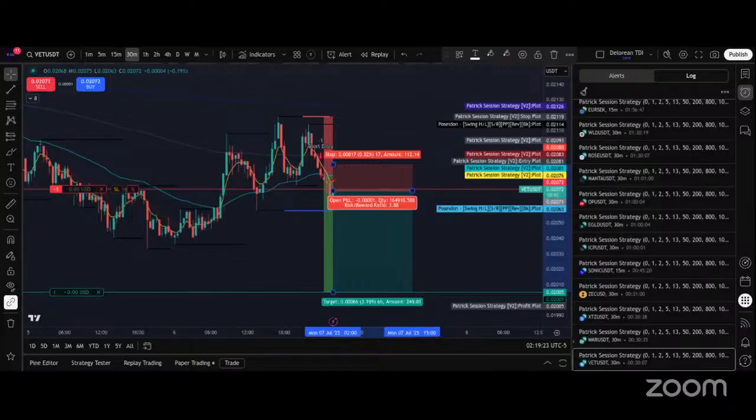VeChain VET versus Tether on a 3.88 risk to reward ratio. Take profit being 0.02005. That's going to be for 66 pips. Stop loss is going to be 0.02088. It's going to be for 17 pips. And entry price is going to be 0.02071.